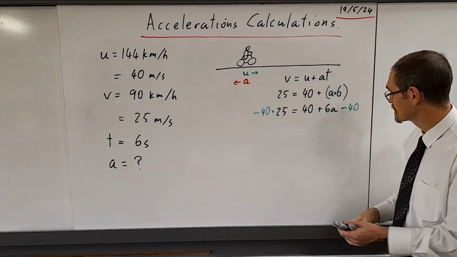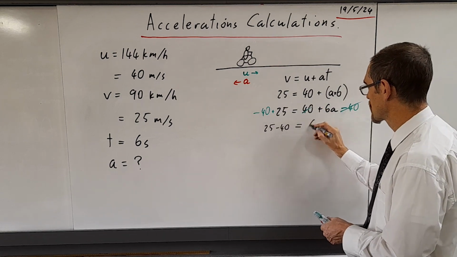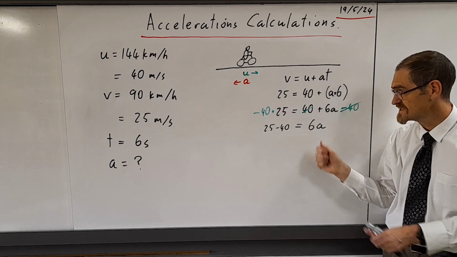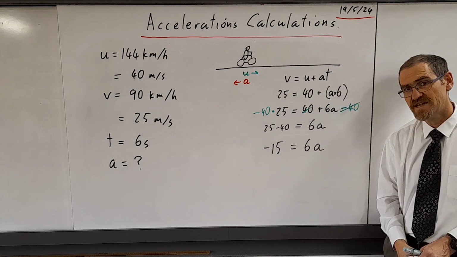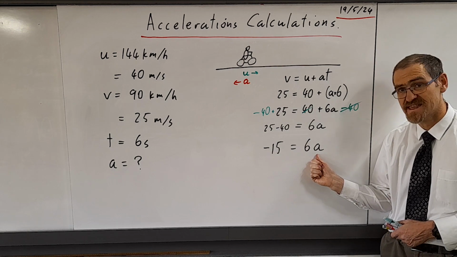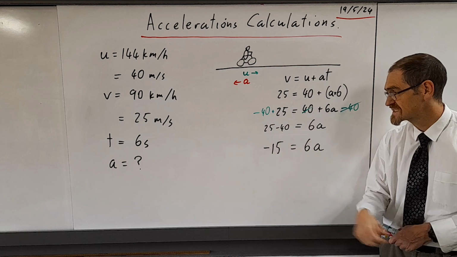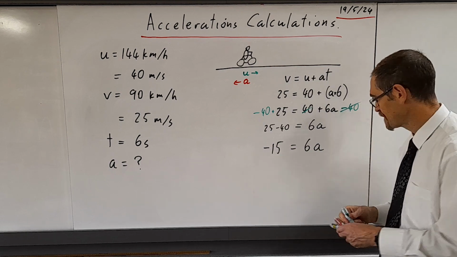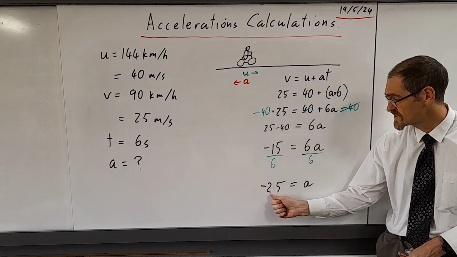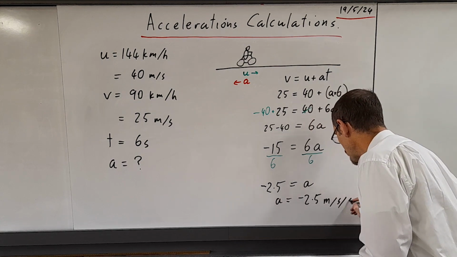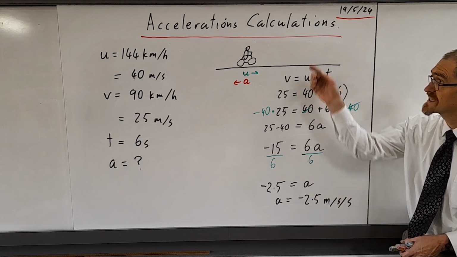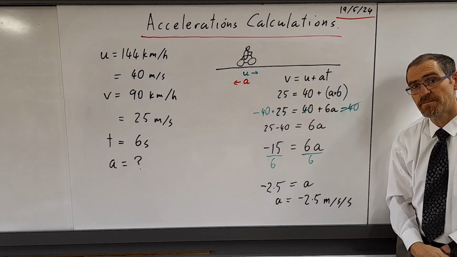What does that give us? So I'm left with 25 minus 40 equals 6a, which gives us negative 15 equals 6a. I want to isolate a, so how do I isolate a in this situation? I divide both sides by 6, and that will isolate a. And I'm left with the acceleration being equal to negative 2.5. And I remember to put in the units, negative 2.5 meters per second squared, which indicates to us that the acceleration is to the left at 2.5 meters per second squared.